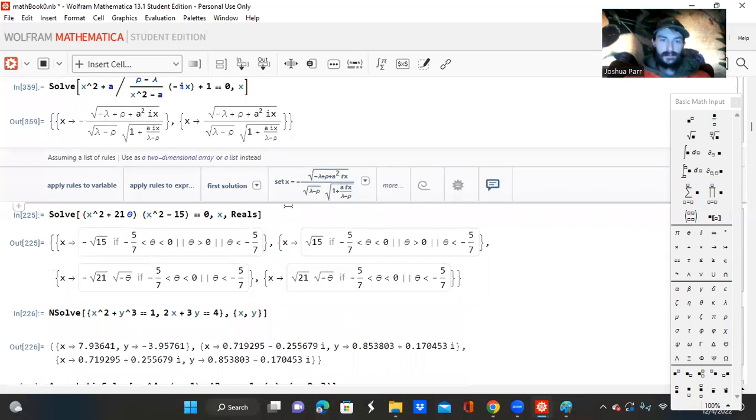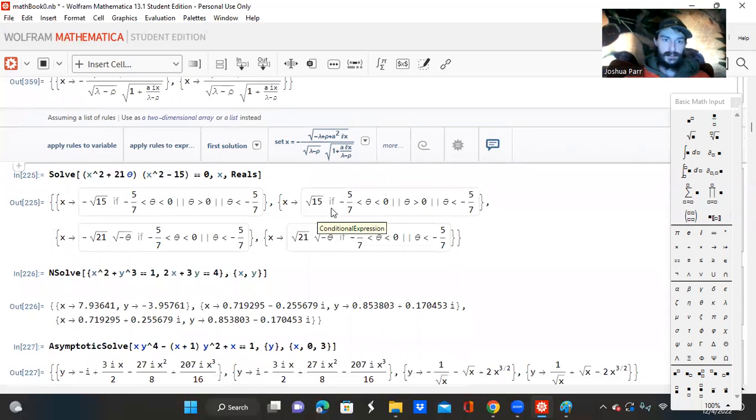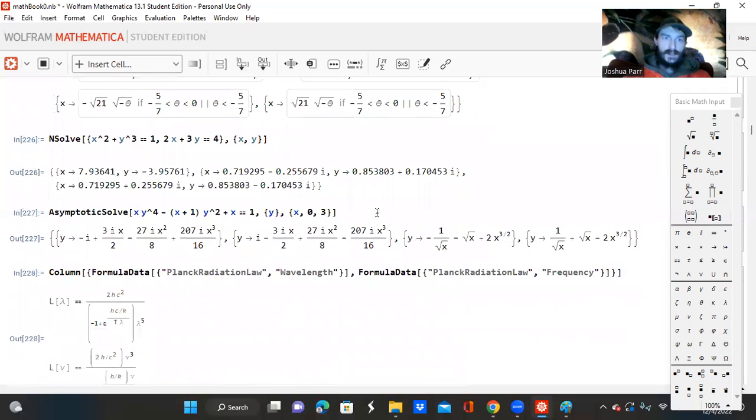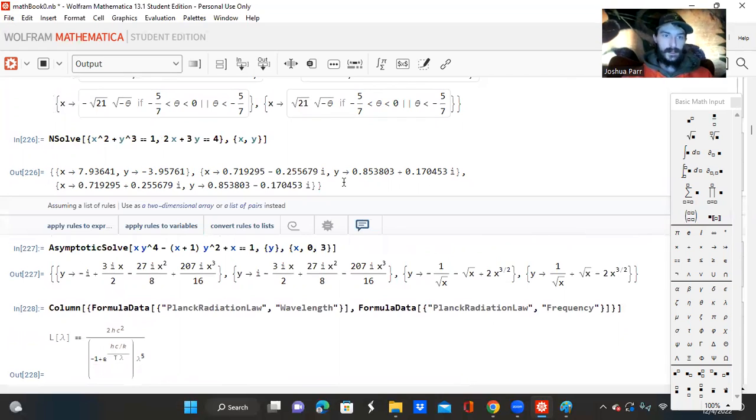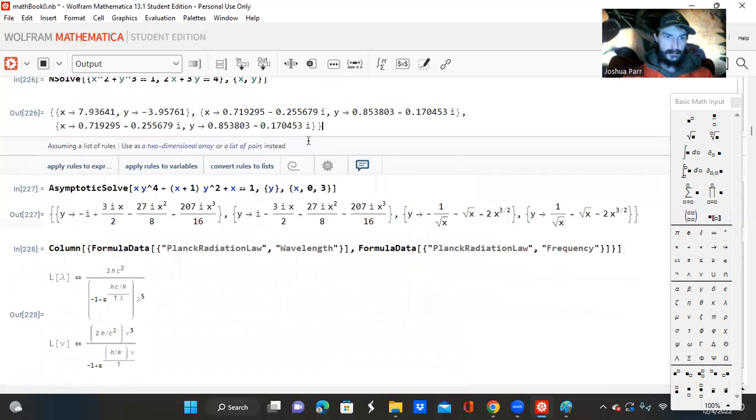So this time I'm solving again. I'm asking for the real numbers. Only real numbers. Only real values. Now nsolve is numerical solve, so you get an actual number. You usually get a float of some kind for accuracy. There's some imaginary characters in there. And you can convert them into arrays and vectors.